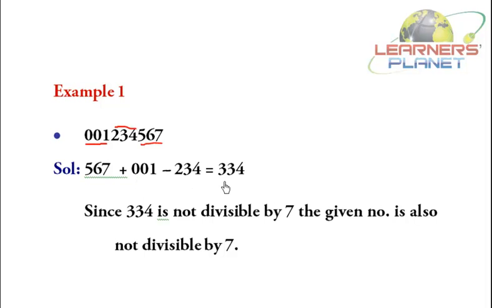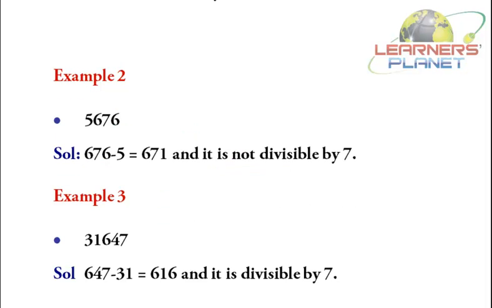Now 567 plus 1 minus 234, we get 334. Now 334 we directly divide by 7. Since we know the table of 7, 7 fours are 28, we are left with 5 and 54, which is not divisible by 7. Hence 334 is not divisible by 7. So the complete number 1234567 will not be divisible by 7. Okay friends, let's take more examples.